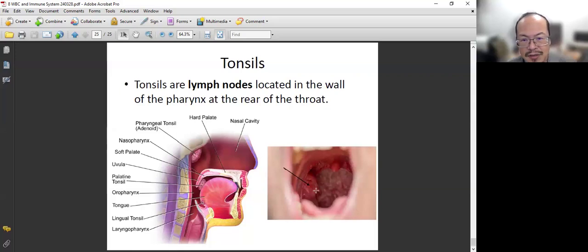Just to show you another, so you can see the tonsil. Once the body has an infection, this tonsil will get swollen. The reason is that the lymphocytes will multiply in order to build up the amount of our immune cells, or lymphocytes, to fight against the intruders.